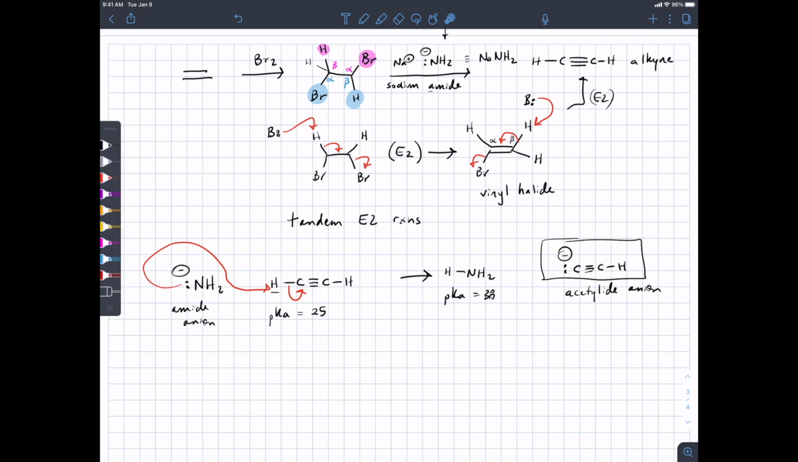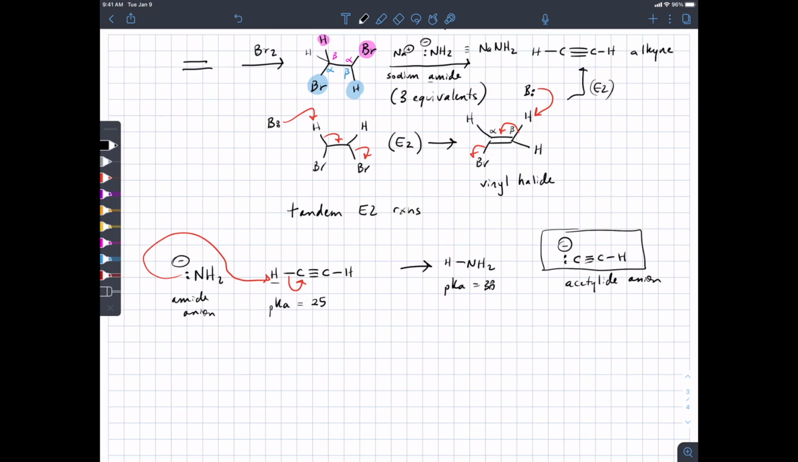And that sets up a situation where if I only use 2 equivalents of base, I'm going to end up with a mixture of deprotonated alkyne and vinyl halide and dihalide starting material because I've consumed some of my reagent on things I wasn't anticipating. So what we typically do in this case is we're going to use 3 equivalents. That means 3 moles of sodium amide for every mole of vinyl dihalide.